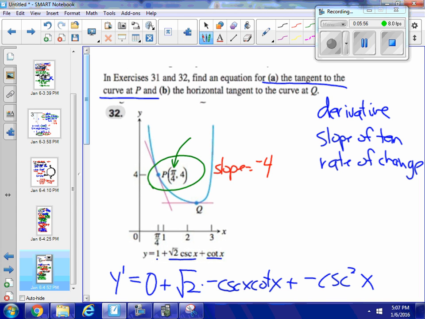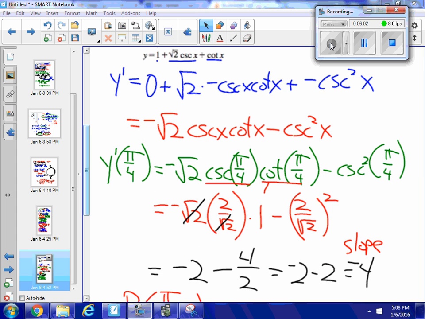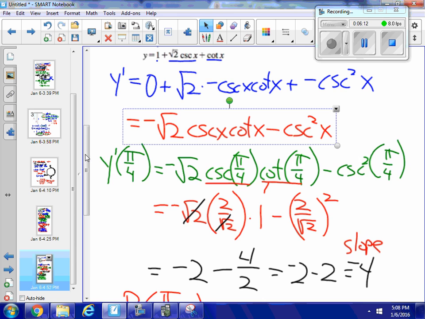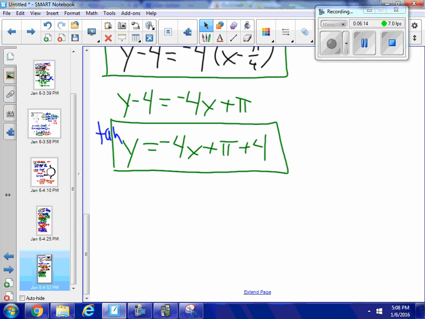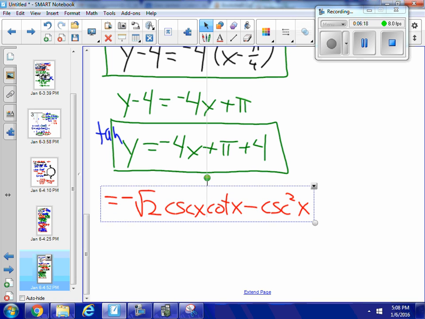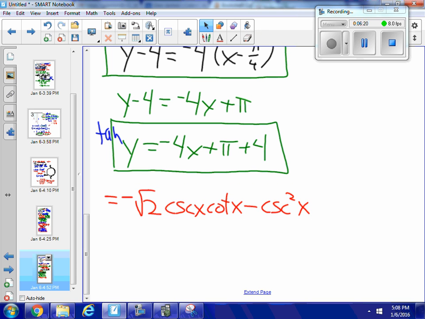Now we have to find the horizontal tangent to the curve at Q. How are we going to do that? Well, let's start out with this really nice equation of the tangent line. So I'm going to copy it right there, and I think I'm going to paste it right there. Okay, so here is the equation of our tangent line.